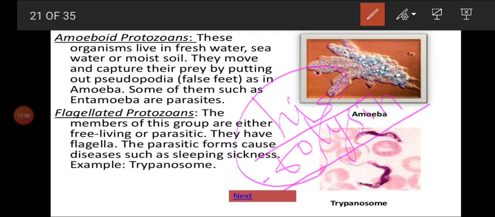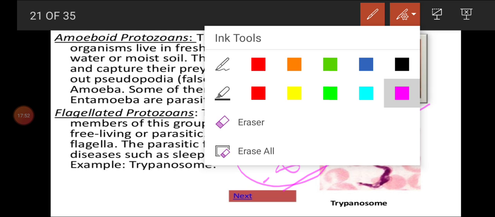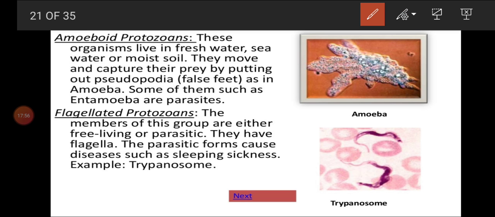Next we'll move on to the flagellated protozoan, and here the cases will be interesting again. The members of this group are either free living or parasitic, so you can see both. They have flagella. That's why we call them flagellated protozoans.